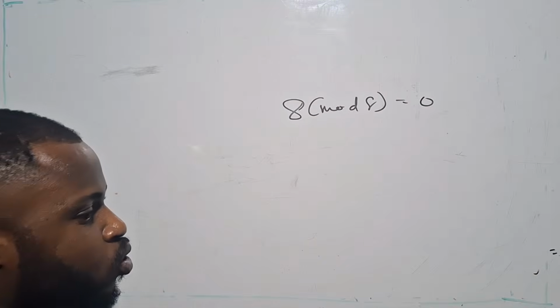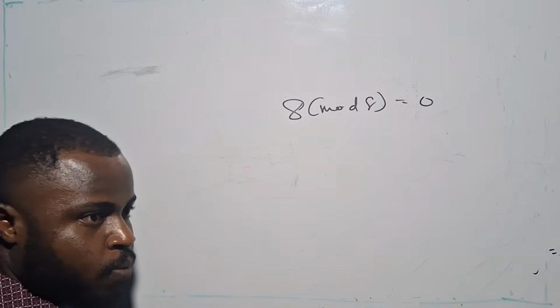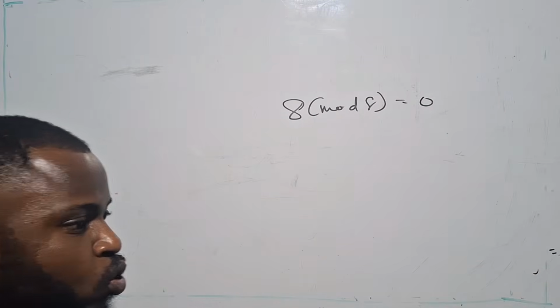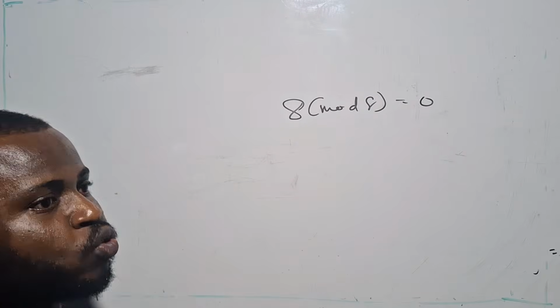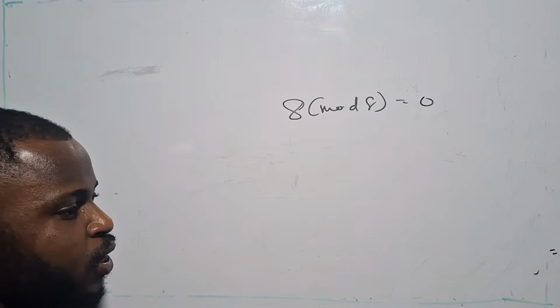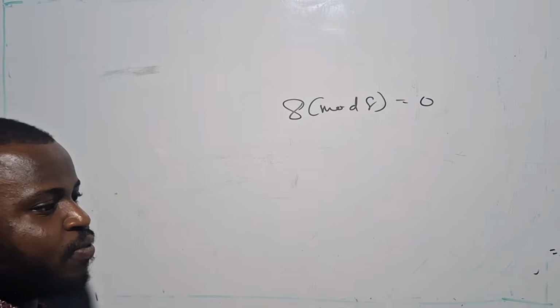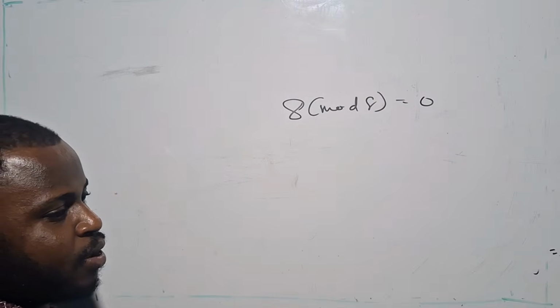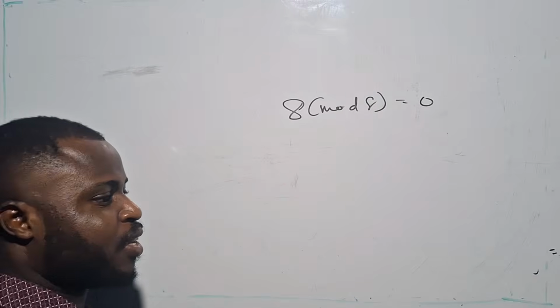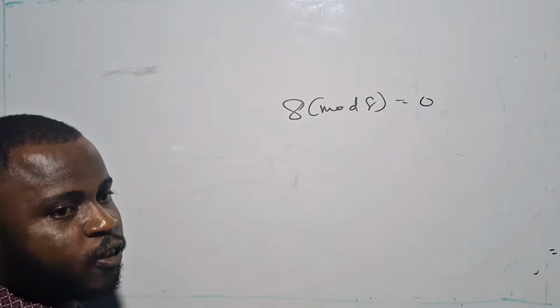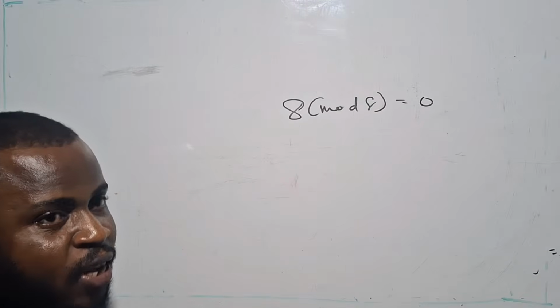So in this lesson, we are going to solve questions on modulo arithmetic itself. And there are certain things you need to take note of. Any number in a given modulo is found by dividing the number by the modulo, and the remainder is the answer. But the answer should be less than the modulo.